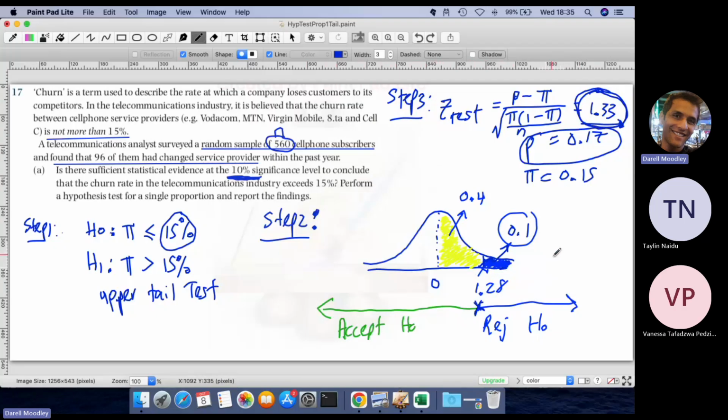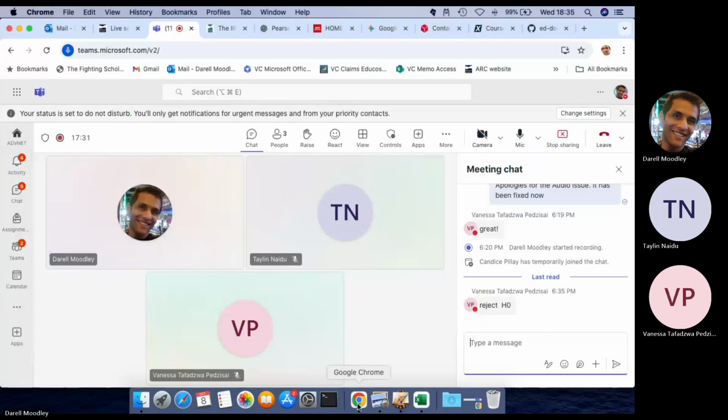Can you write that in the chat? I want to make sure that you understand how to make a conclusion here. So are we rejecting H0 or do we accept H0 based on the result in step 3? Good. Vanessa, good.